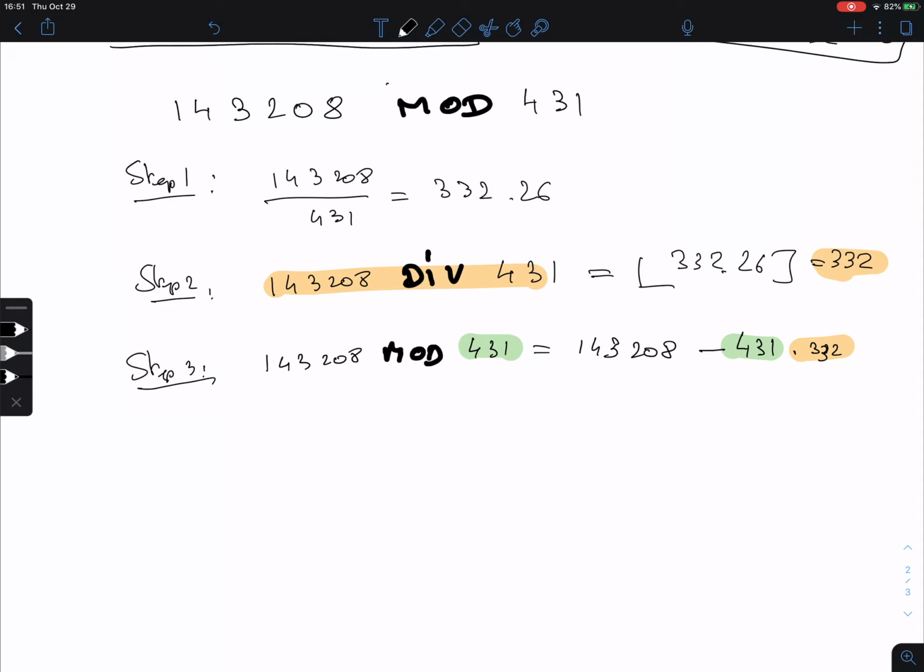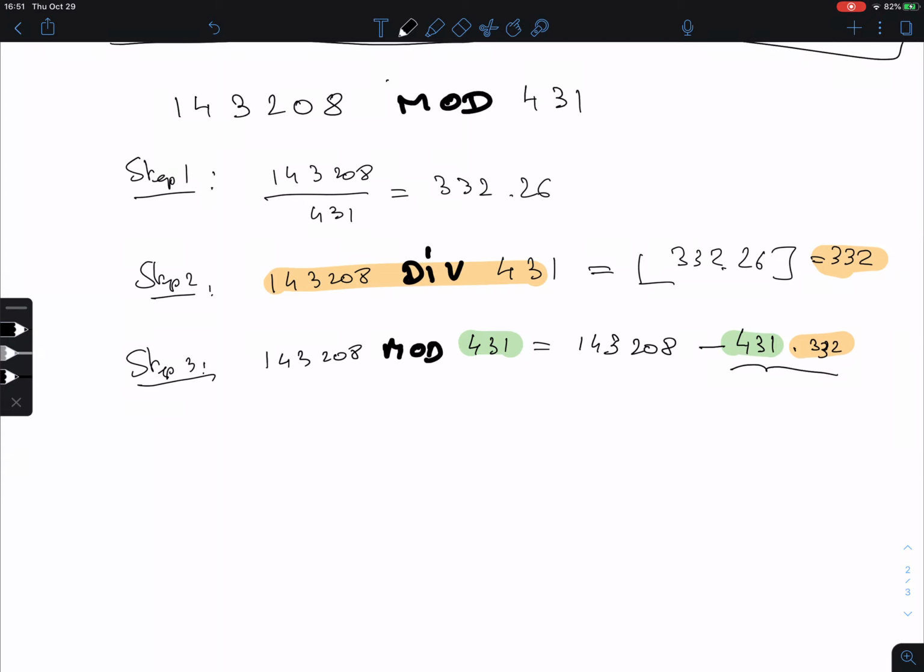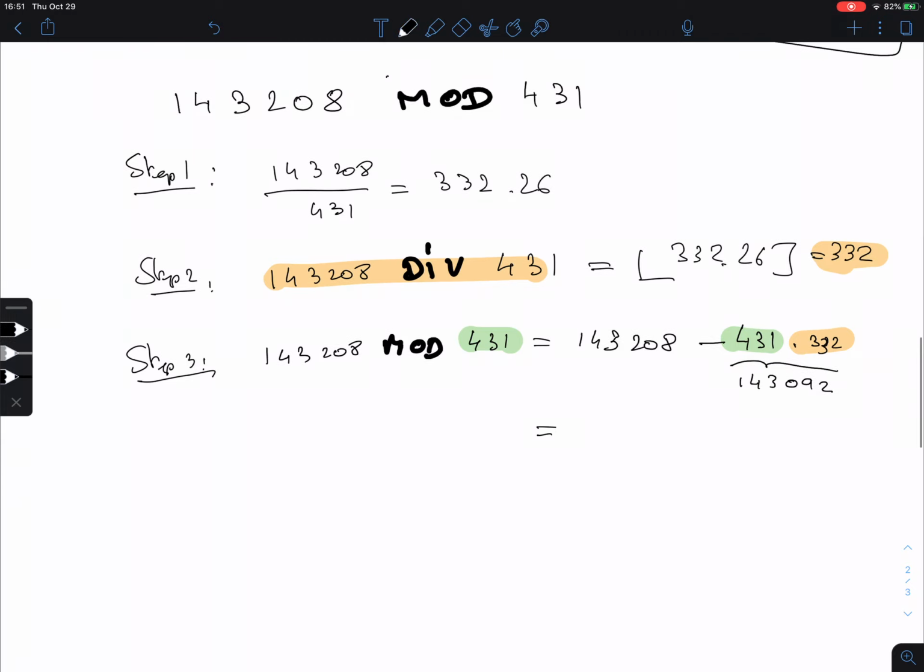Okay, let's do that. 431 times 332, if I calculate on my calculator, is 143092. Now I subtract this from my original number, this big number. So 14328 minus 143092, and I get 160. Just do that with a calculator. Okay, you can verify this. I hope you have your calculator next to you, and as I do this, do it yourself as well.